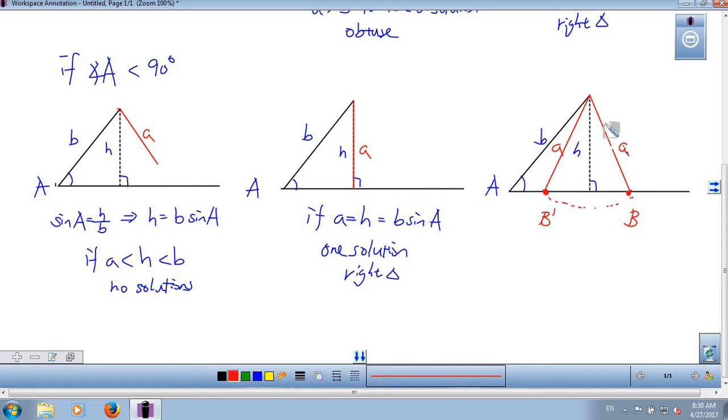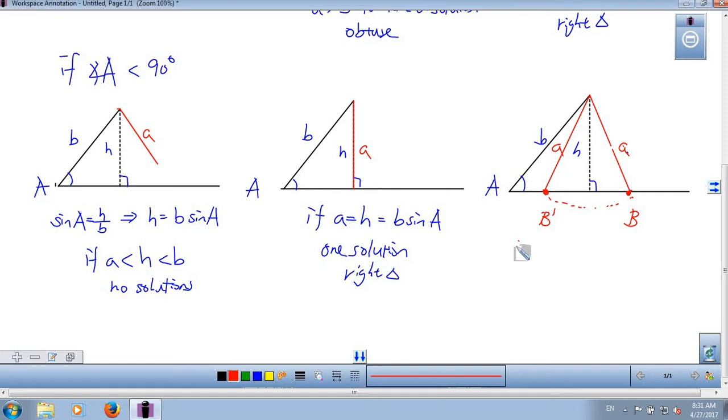So what happens is this: when the length of A is between H and B, it will intersect the baseline AB twice. That means it will be able to form two triangles.